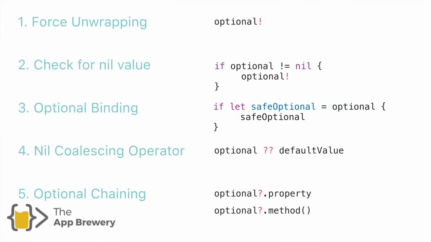So those are some of the 5 ways that you can use to work with optionals. And we're going to be applying that in our app in the next lesson. So continue to the next lesson, and I'll see you there.